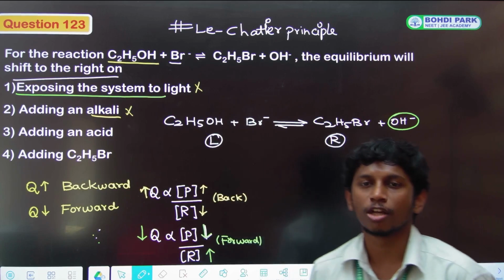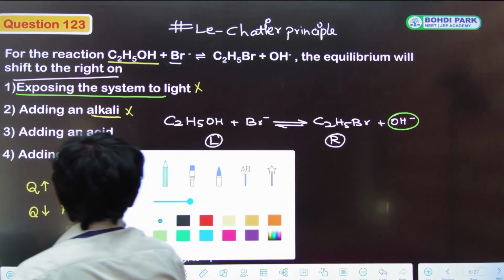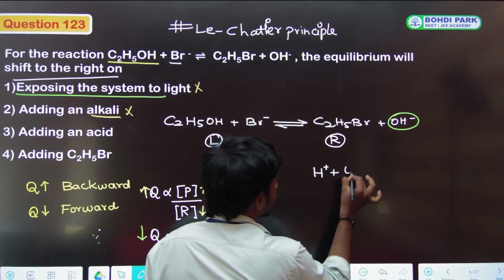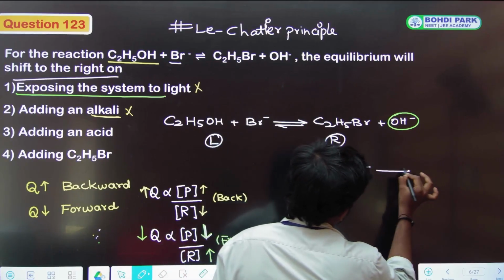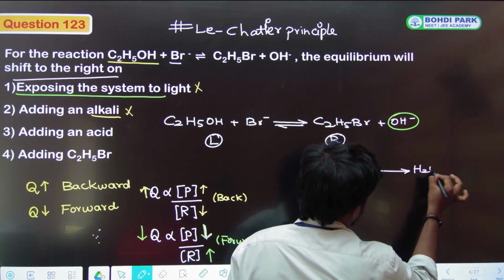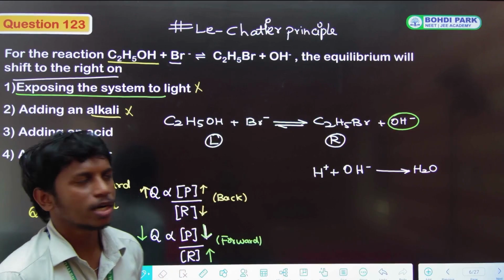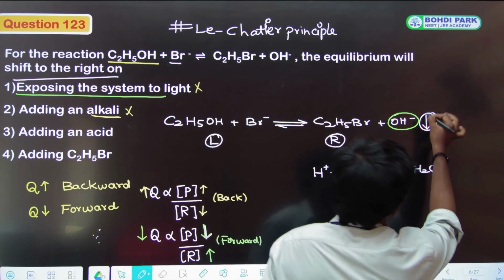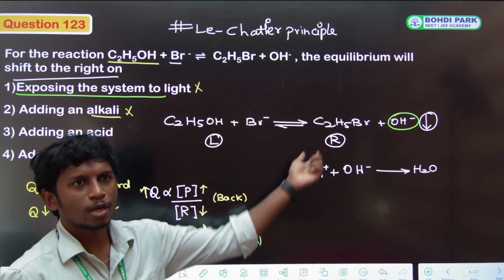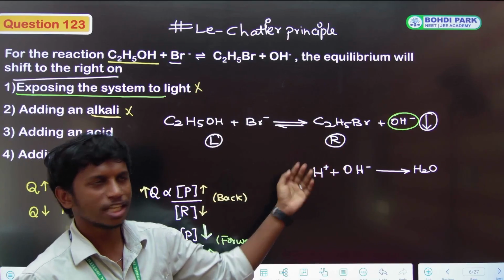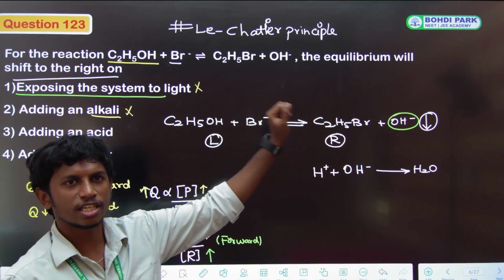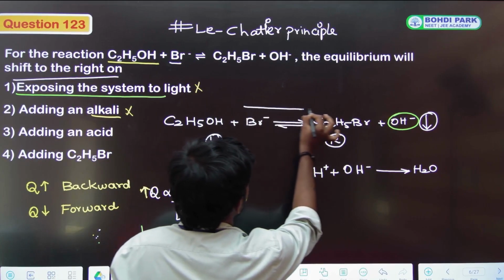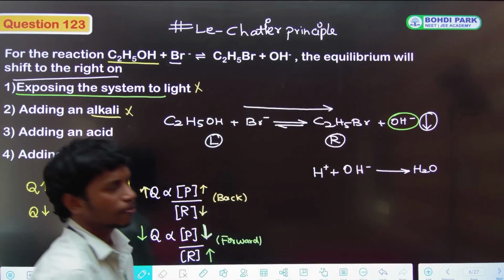Addition of acid. Okay, that is important. Now, acid is H plus. If I add acid, it will react with OH minus to form water molecule, undissociated water molecule. So, what's happening? The concentration of OH minus keeps on decreasing. If H plus is added, OH minus keeps on reacting. So the OH minus concentration keeps on decreasing. So the equilibrium will shift towards the product side.